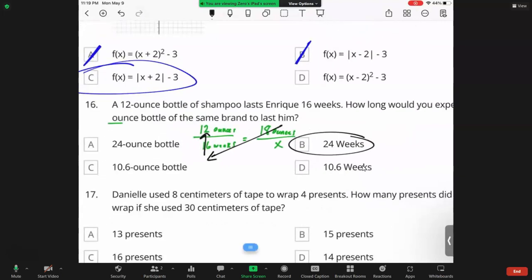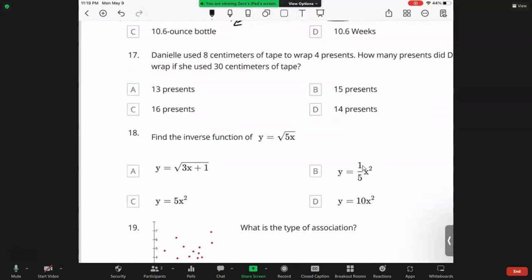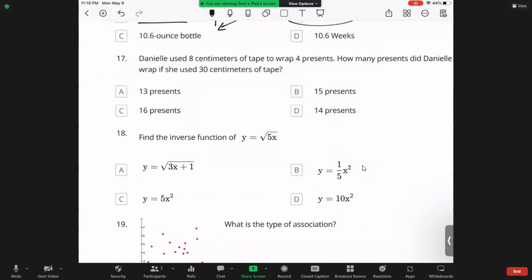Be careful because they have 24 here also, right? But they're not talking about the bottle of shampoo. They're talking about how long would it last them, right? And that's not going to be ounces. It'll be weeks. 17. Danielle used 8 centimeters of tape to wrap 4 presents.